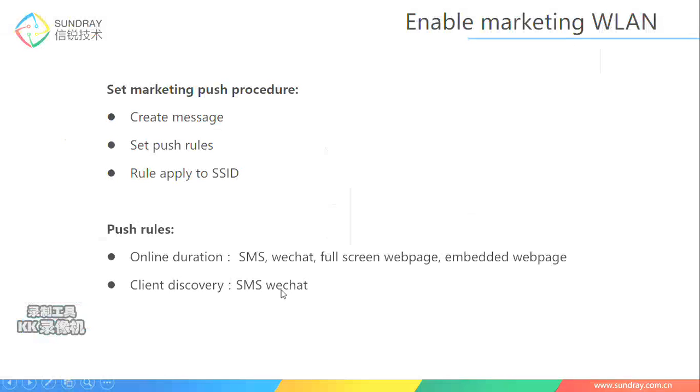Second, client discovery supports only SMS and WeChat. Also first access only SMS and WeChat. So when the client first accesses the SSID, we can send an SMS or WeChat message. Also when he comes back and connects to the network again, we can send a message. So there are only two types in this kind of scenario. But online we can send all messages. Offline we can push SMS and WeChat. Also we can use Facebook, get the email and the Facebook page, or the WeChat official account.